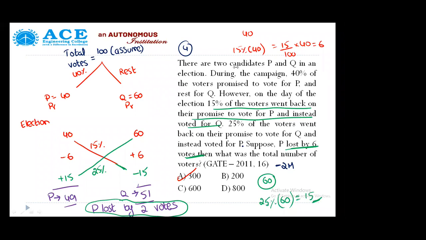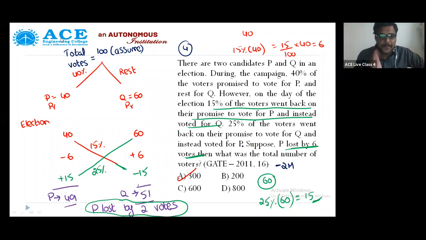15% of total they didn't give, promised only. It's not minus 15 plus 15. Sorry guys, you don't do that. Listen carefully, that's what I mentioned. 15% of those who promised for P, not 15% of the total. Don't do minus 15 plus 15 plus 25 minus 25. No, this is 25% of 60 who promised for Q. The people who promised for Q, 25% of those promised for Q. How many promised for Q? 60. 25% of 60 shifted here. 25% of 60 is 15. Okay, that we sent here, they subtracted.